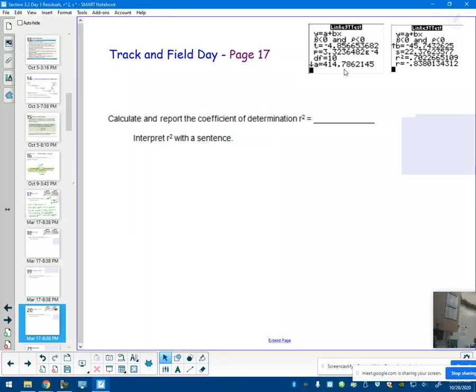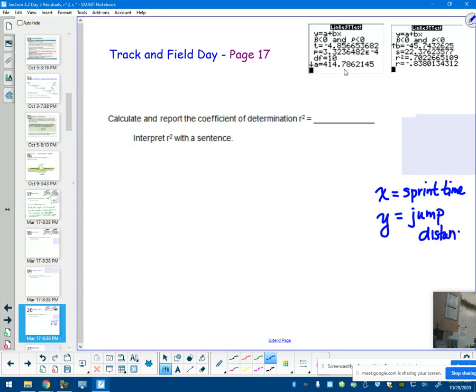So we have to remember, what is X in this data set of speed and long jump of field day? I guess I just told you. X is the sprint time, and y is the jump distance. And we wouldn't need to write that down except we are doing these in these chunks. So our r squared is going to be 70, which is higher than last time.